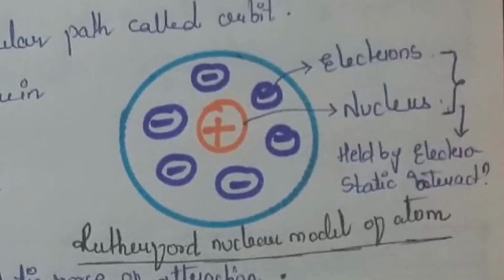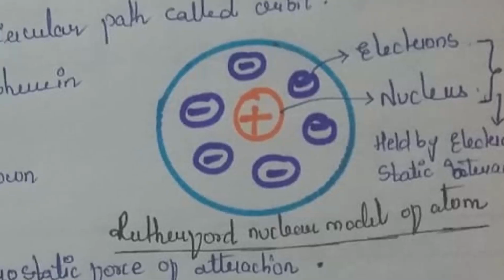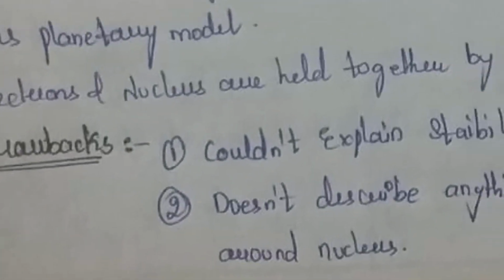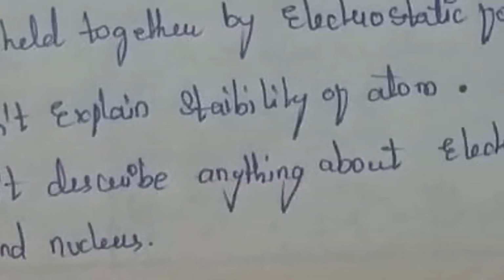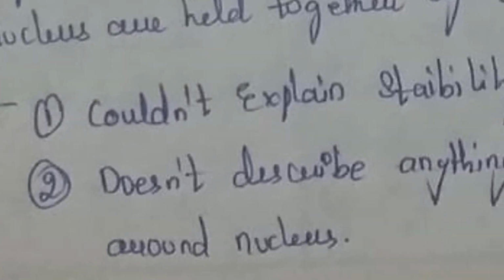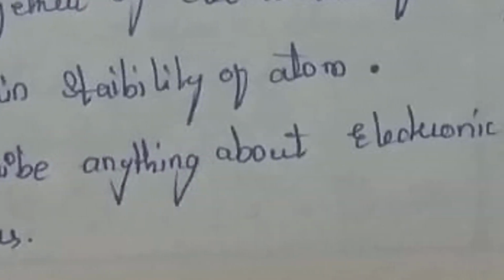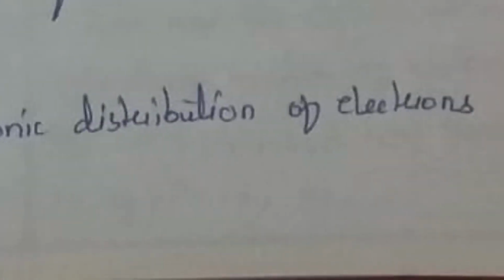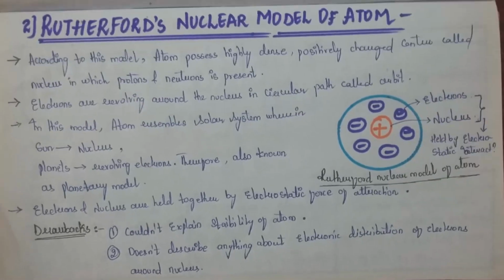So, according to Rutherford's model, there is a positive charge in the center which is called the nucleus, and electrons are revolving around the nucleus in circular paths, that is called orbits. This is Rutherford's model of atom. The drawbacks of this model are that it could not explain stability of atom, and it does not describe anything about electronic distribution of electrons around the nucleus. This is the drawback of Rutherford's model.